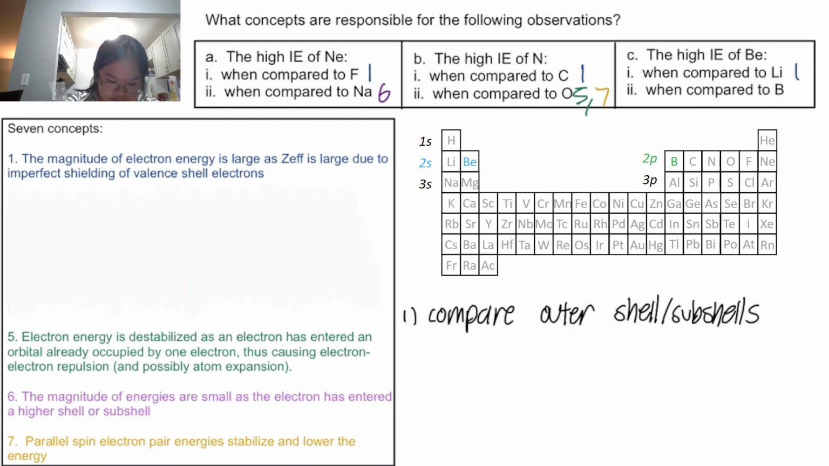So now let's do the last part where we compare beryllium and boron. Let's first compare the outer subshells, and we can see that beryllium has a 2s subshell while boron has a 2p subshell. And a 2p subshell is higher in energy than a 2s subshell. And if you look at concept 6, you will see that a high subshell relates to a small magnitude of energy, which relates to a small ionization energy.